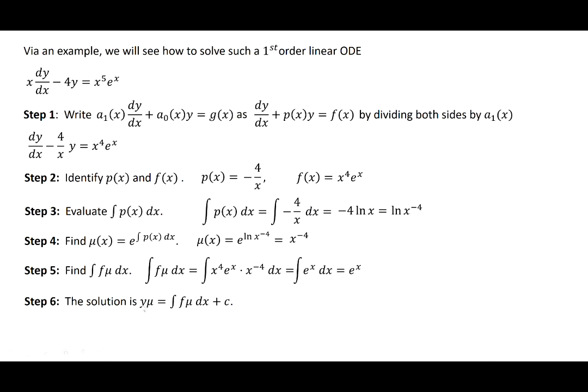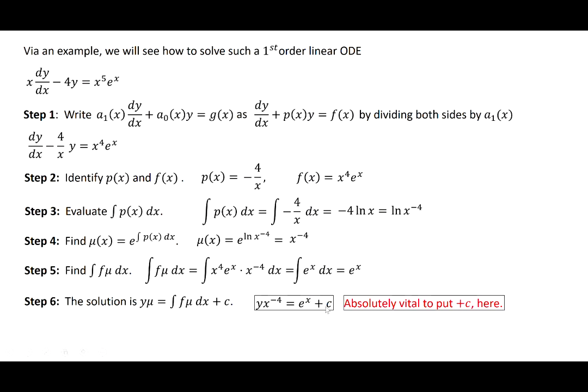In this case, we have y times mu. The way the solution comes out is we will have a y times mu on the left hand side. That's an easy form to remember instead of saying divide by and all. That's why I'm putting it in this way. So y times mu must be equal to integral f mu dx plus c. And here all I'm doing is plugging in mu. Step 4, x to the negative 4, y times x to the negative 4. Integral f mu dx is e to the x from step 5. That's what I plugged in. Plus c.